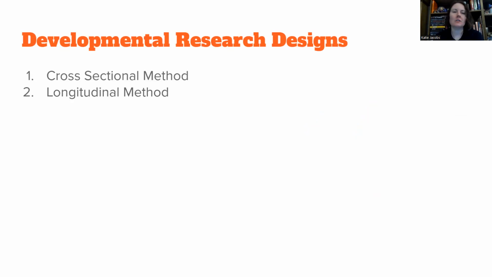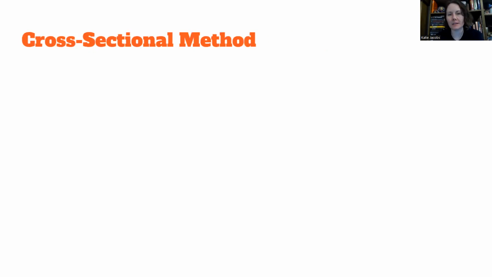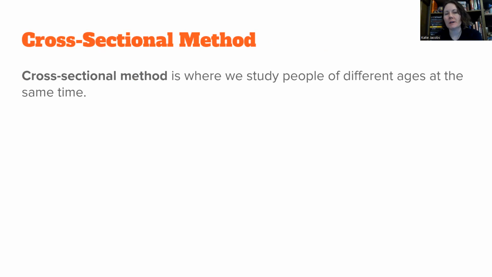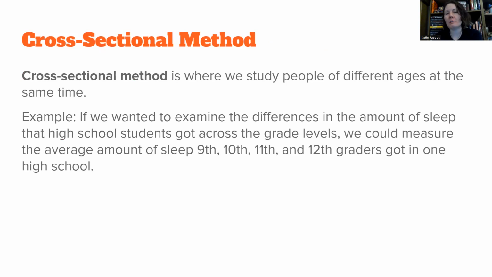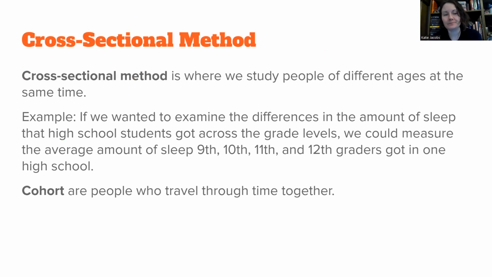So we also have some developmental research designs. The three most common are the cross-sectional method, longitudinal method, and sequential method. The cross-sectional method in developmental research is where we study people of different ages at the exact same time. So for example, if we want to examine the differences in the amount of sleep that high school students get across the grade levels, we could go into one high school and get the average amount of sleep of all 9th, 10th, 11th, and 12th graders, and then see if there are significant differences among those four groups.